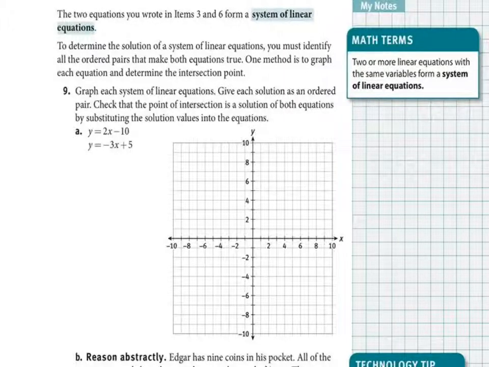So for this first problem that we're given on this page, it says, graph each of the linear equations. Okay, it's actually not giving us a scenario, it's just giving us a problem. Give each solution as an ordered pair. Check the point of intersection by substitution. So there's a couple things we have to do. We have to graph, we have to find the solution, and we have to check it. So there's three things we have to do.